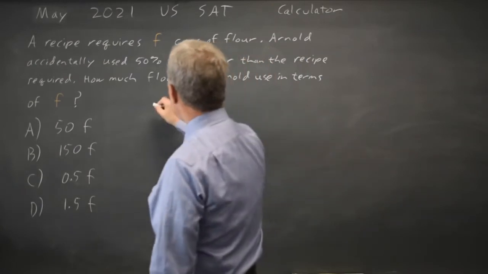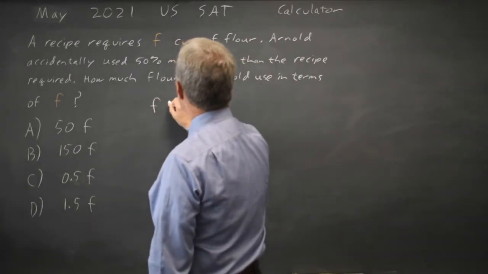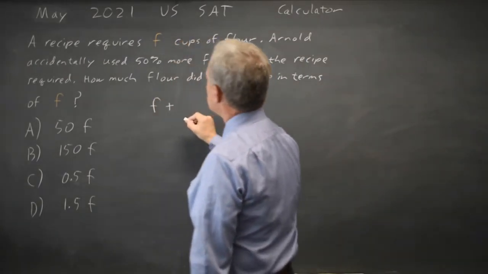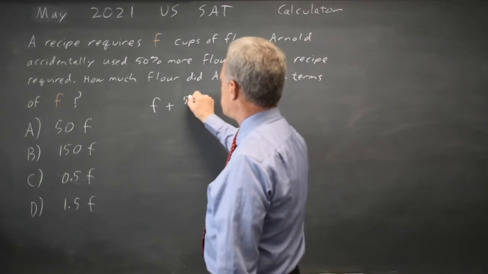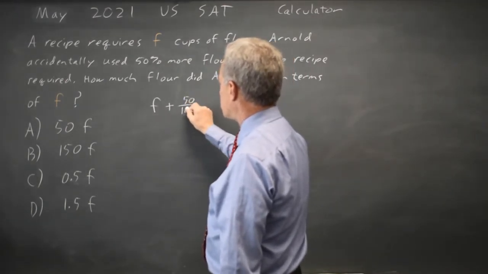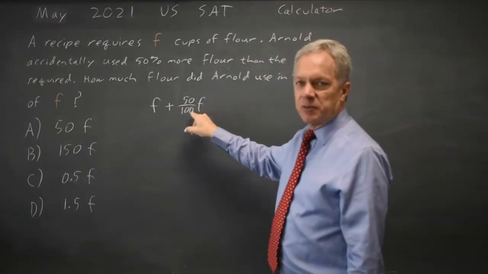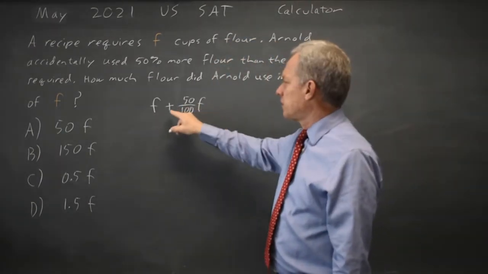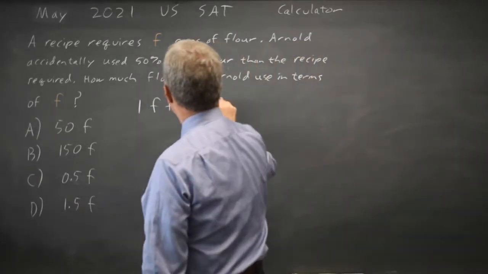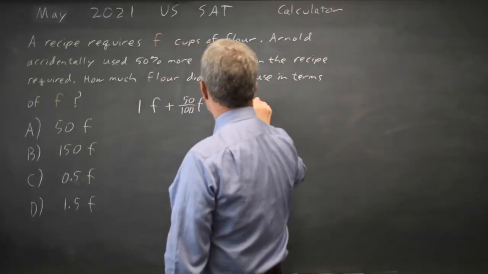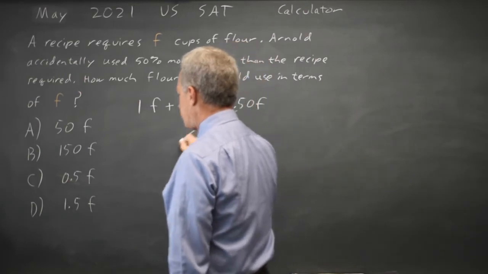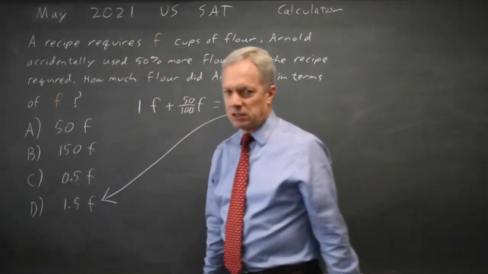So if we're supposed to use F, and we used more, which means add, by 50%, which is 50 over 100. So 50% of F means 50 over 100 times F plus 1 times F. So that's 1.50 F or 1.5 F, choice D.